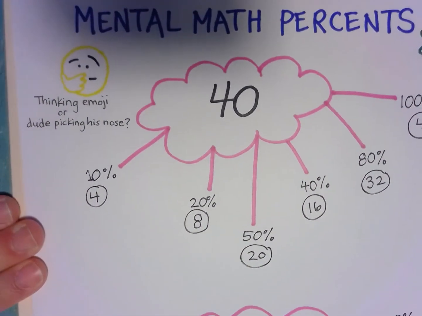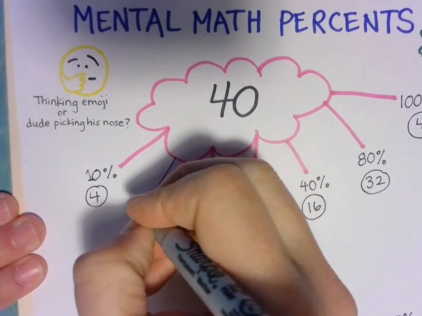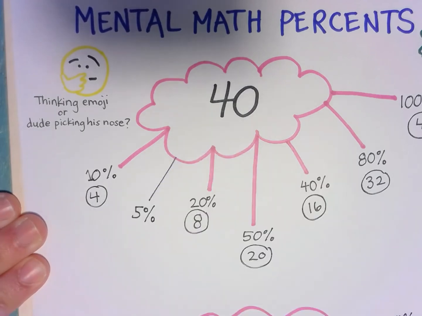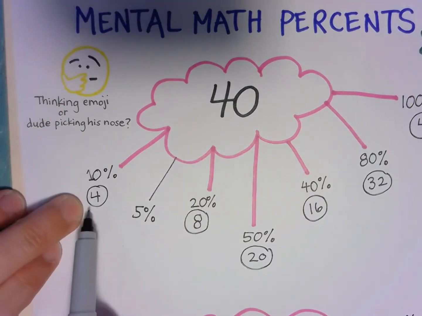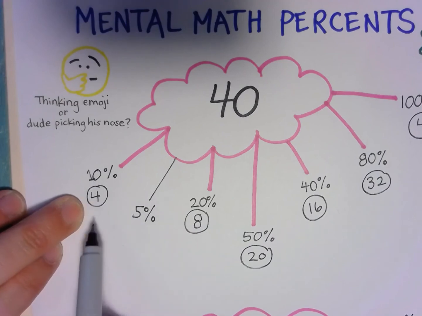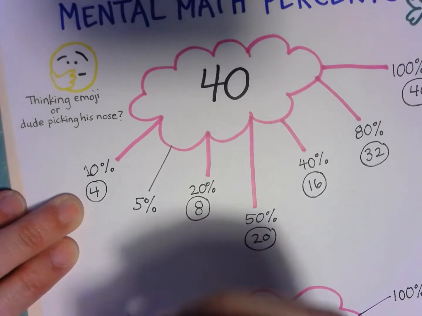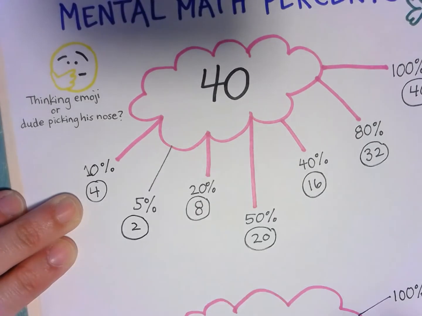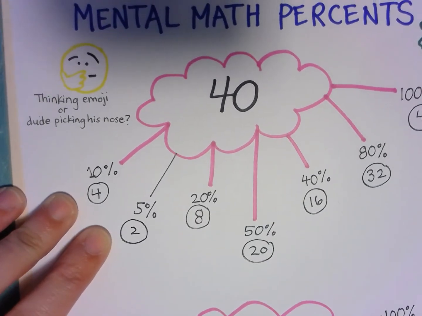Let's go up here, back to 40. What if I wanted to find 5% of 40? Well, I can take half of what 10% is because 5 is half of 10. So what is half of 4? It's 2. And just like that, you found 5% of 40.